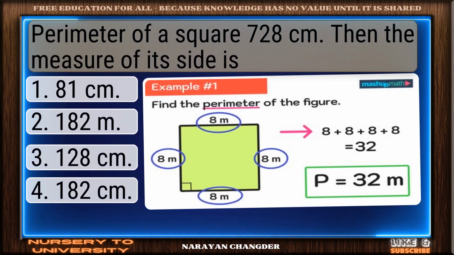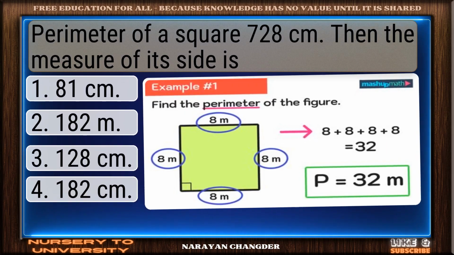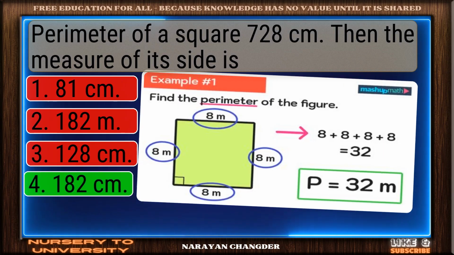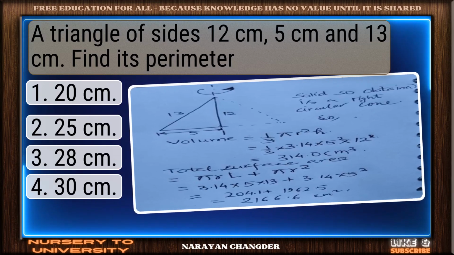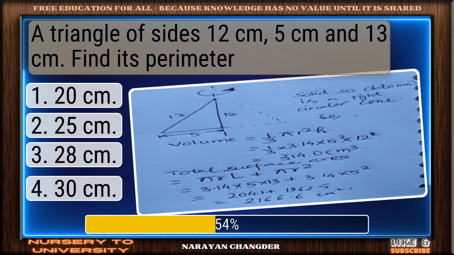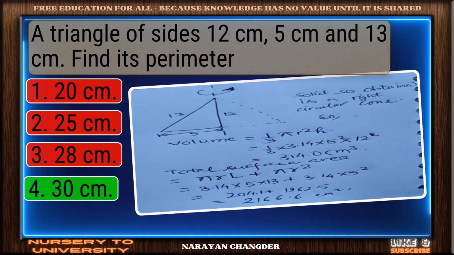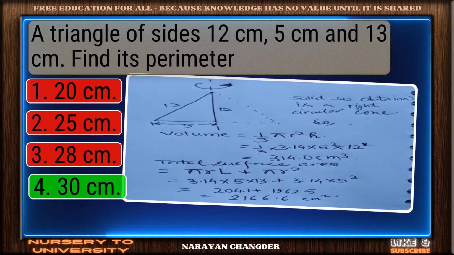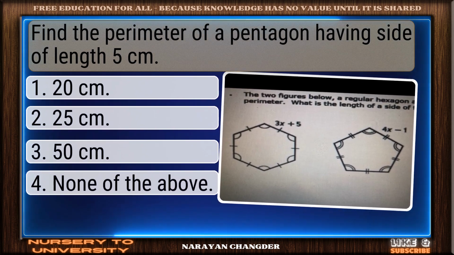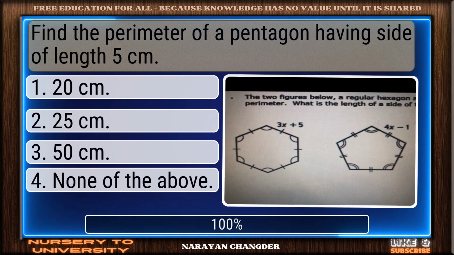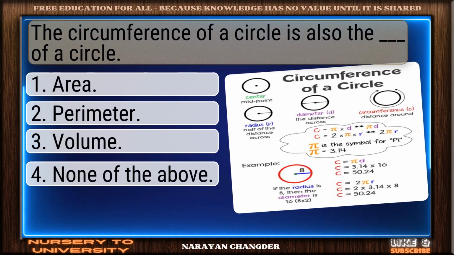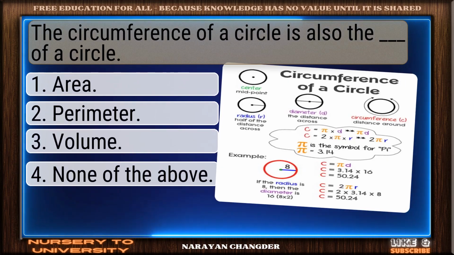Perimeter of a square is 728 cm. Then the measure of its side is. Correct response. 182 cm is the most accurate answer. A triangle of sides 12 cm, 5 cm and 13 cm, find its perimeter. Nice selection. 30 cm is the correct and valid answer. Find the perimeter of a pentagon having side of length 5 cm. Perfect. 25 cm is the correct choice. The circumference of a circle is also the dash of a circle.